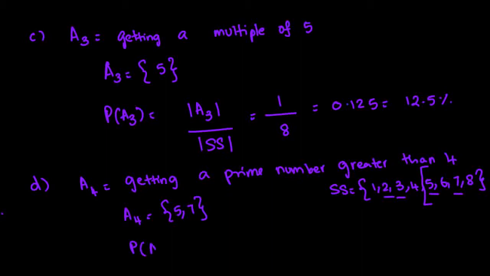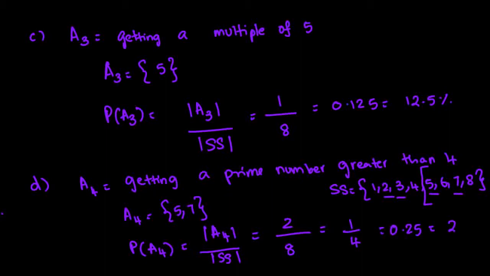The probability of A4 is the cardinality of A4 divided by the cardinality of the sample space. The number of outcomes in A4 is 2, the total number of outcomes is 8, therefore 2 over 8 is 1 over 4, which is 0.25, which would give me 25%.